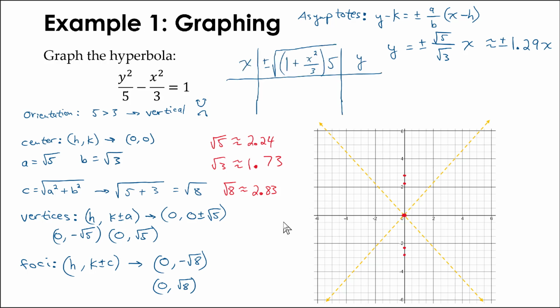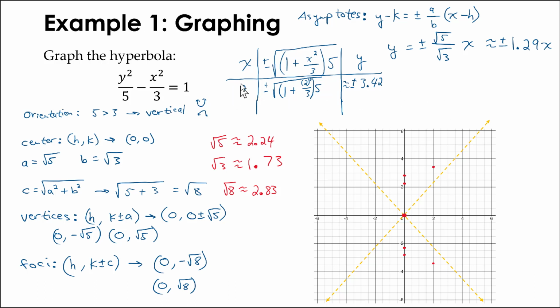Then we can plot a couple more points here. If I just solve this equation for y, that's what I have here, and then I'm just picking a couple points. If I pick 2, then I get plus or minus, don't forget I have plus or minus here, 3.42. So I'll go over 2, and then I can go up 3.42 or down 3.42. And I know that I'm going to be symmetrical about my transverse axis.